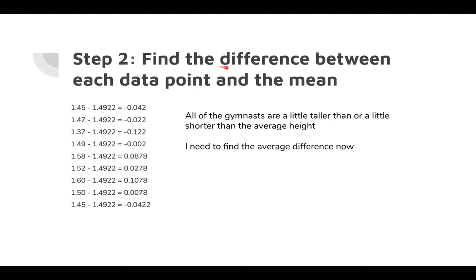Now you need to find the difference between each data point and the mean. So here is each data point, and from each one I subtracted the mean. This first gymnast was a little bit shorter than average, so that gives me negative 0.042. Same with the second one, negative 0.022, and I did that for all 9 data points.